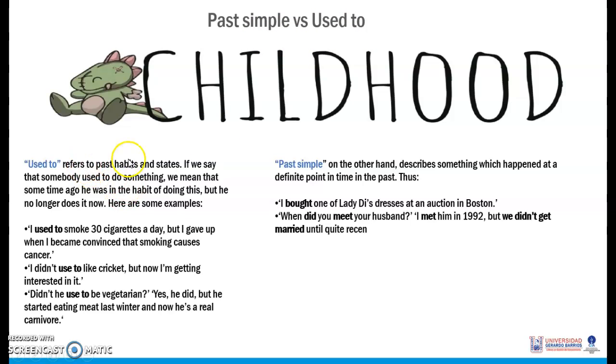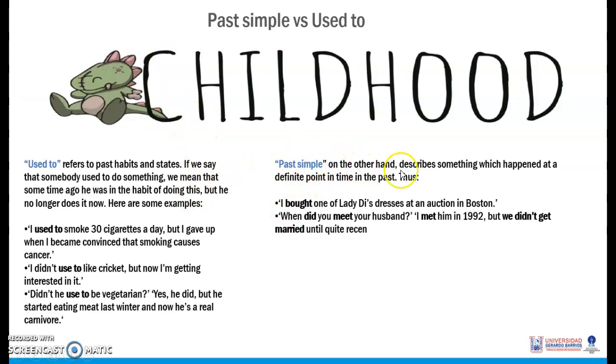Used to is basically to talk about past habits and states, like you did something in the past some time ago, but the habit is not there anymore. Okay, you used to do something when you were a child, but you don't do it anymore. For example, I used to do my homework really early, but I don't do it anymore. That's an example. It was a habit that I had, but I don't do it anymore.